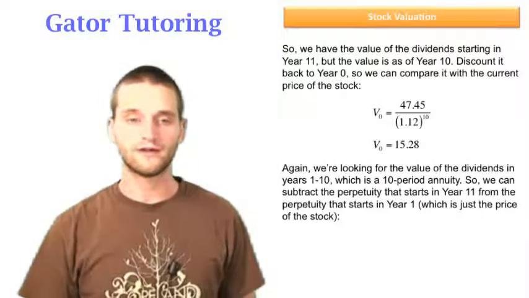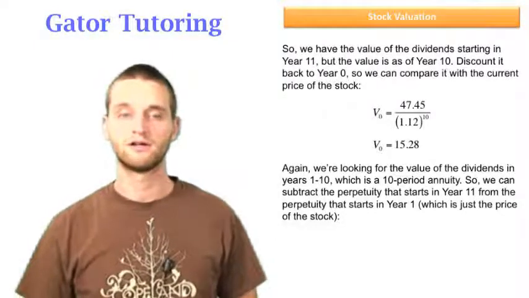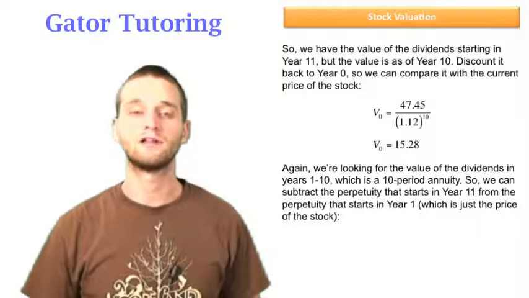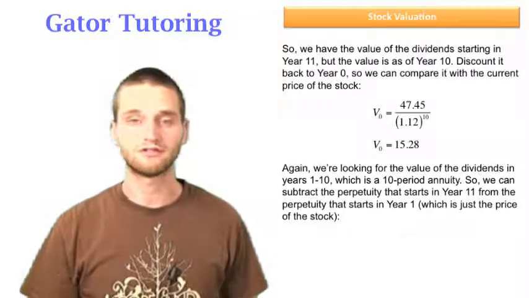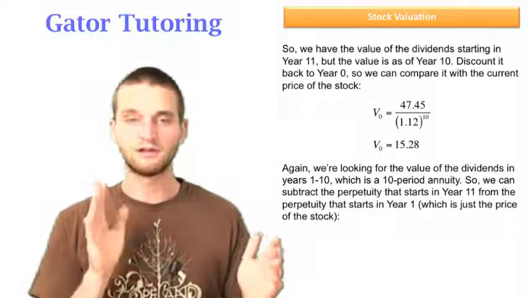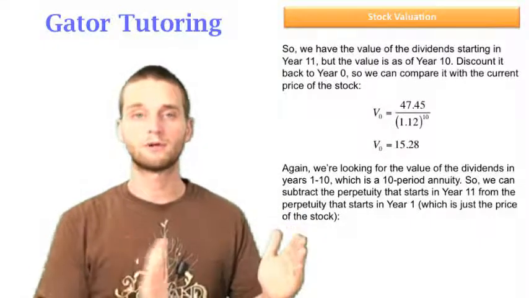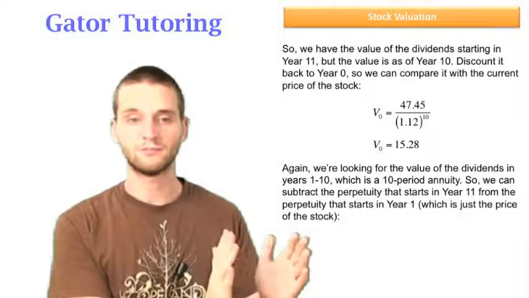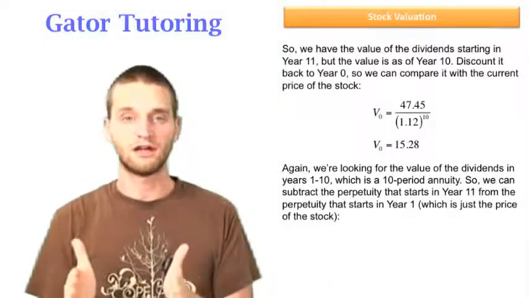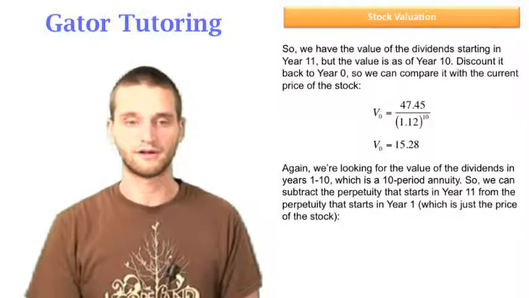Again, we're looking for the value of the dividends in years 1 through 10, which is a 10-period annuity. So we can subtract the perpetuity that starts in year 11 from the perpetuity that starts in year 1, which is just the price of the stock. So we know the perpetuity of dividends that starts in year 1 to infinity is the price of the stock. We just found the perpetuity that starts in year 11 to infinity is $15.28, and so we're going to just subtract it and get this chunk in the middle of the first 10 periods of dividends evaluated as of year 0. That's what we're looking for.